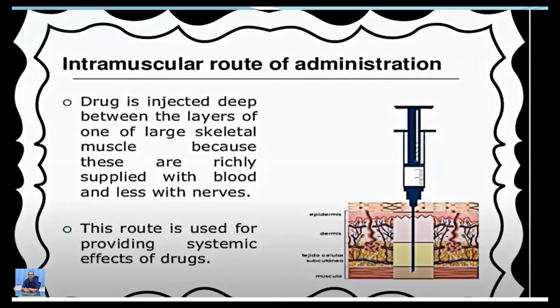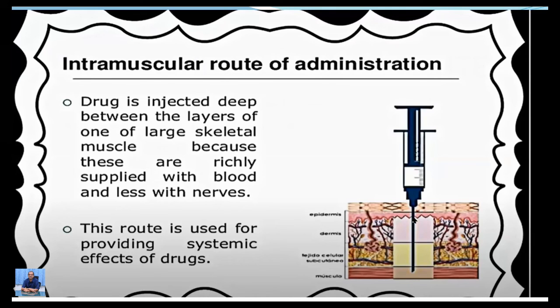And here you can see that the drug is injected deep between the layers of one of the large skeletal muscles, because these are richly supplied with blood and less with nerves. Here some of the muscles like gluteal muscles and the biceps, etc.